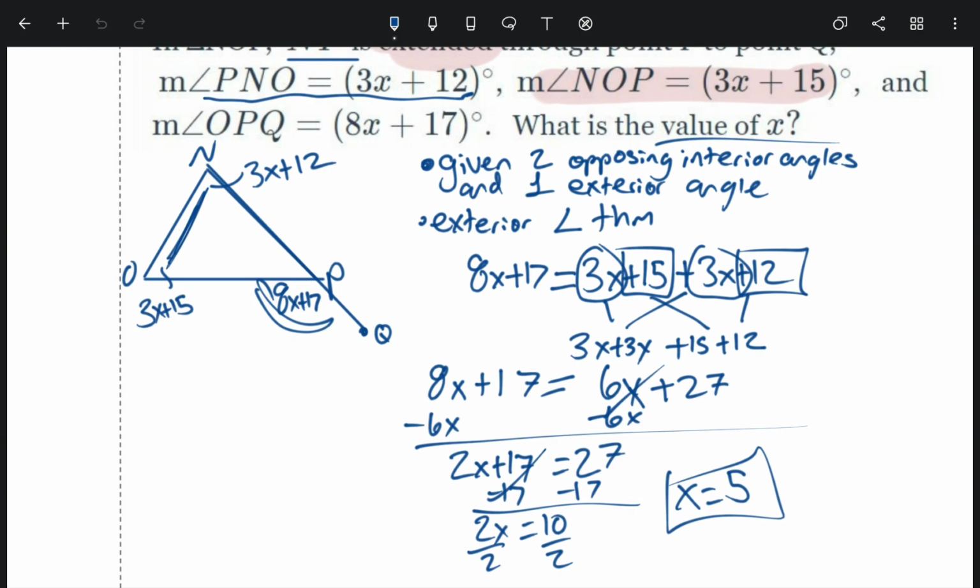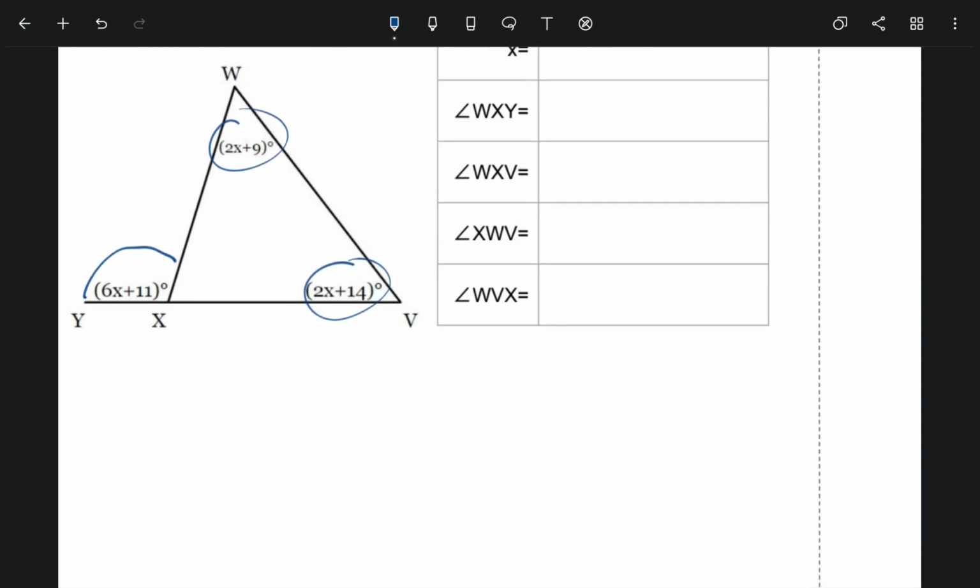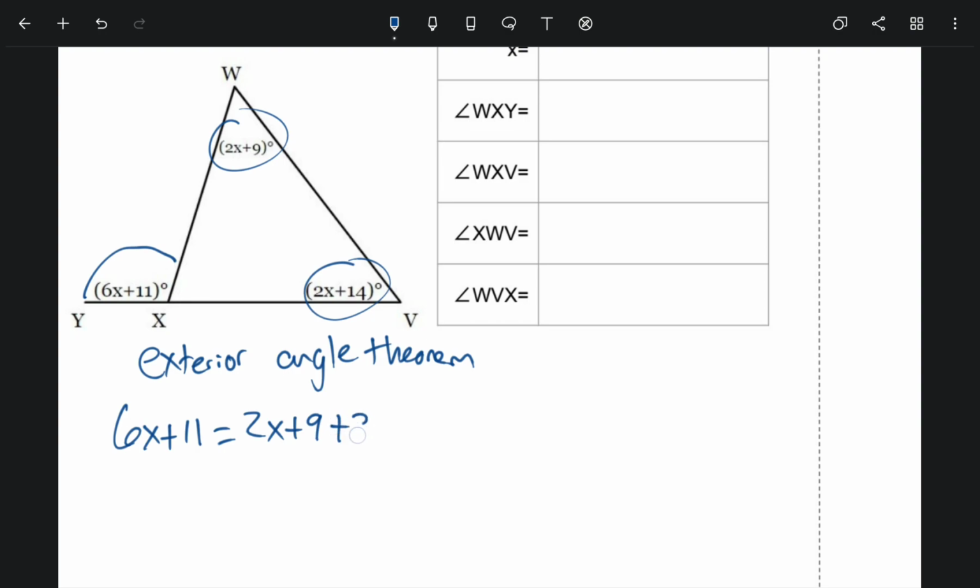Okay. Now on to our last problem, which is level 4. This time we are given the picture and we need to find 5 different pieces, but we can do that pretty easily. I see we have an exterior angle and 2 interior angles. So the first thing we're going to solve for is x using the exterior angle theorem. Okay, so we get 6x plus 11 equals 2x plus 9 plus 2x plus 14.